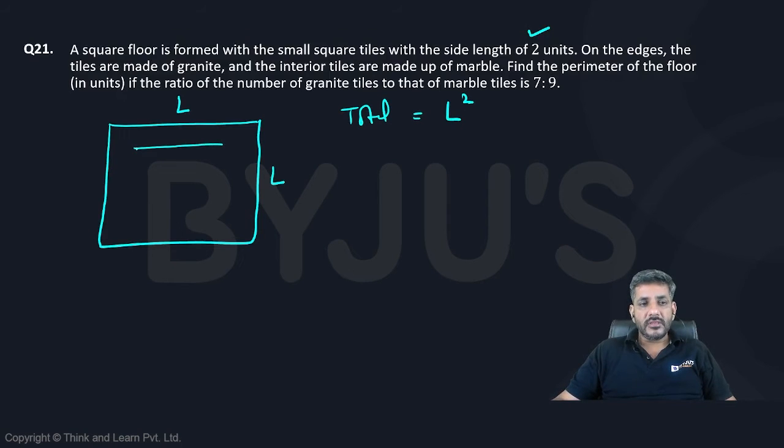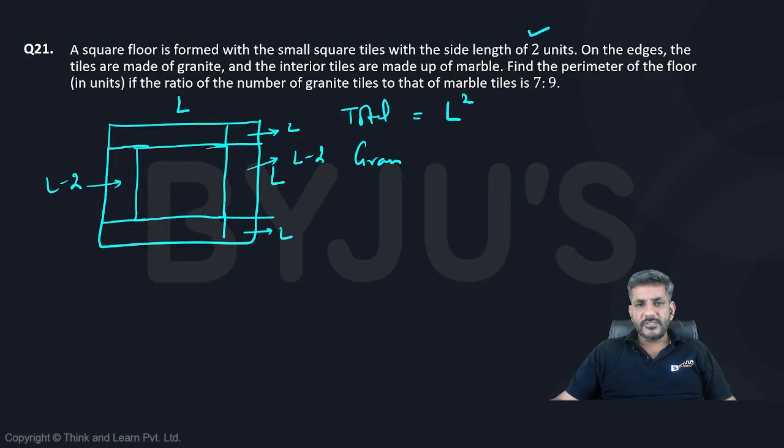But he says on the edges we have granite tiles. So on the edges, how many tiles are there? Of course, L tiles are here in this line. L tiles are here in this line. But now in this line you have L minus 2 tiles, because of course one tile is taken out from here, one tile is taken out already here. Similarly, in this side you will have L minus 2. So the total number of granite tiles, you can say, is equal to L plus L minus 2 plus L minus 2. It is equal to 4L minus 4.